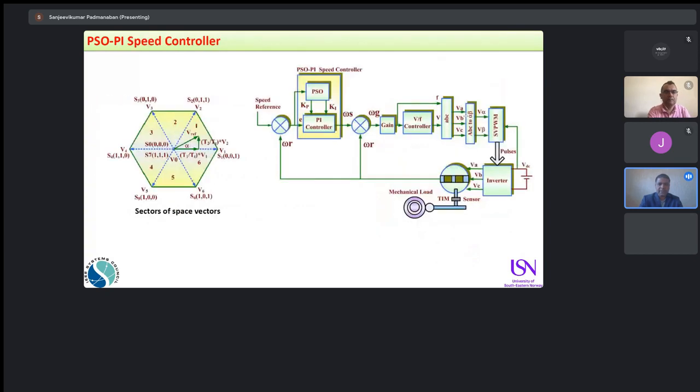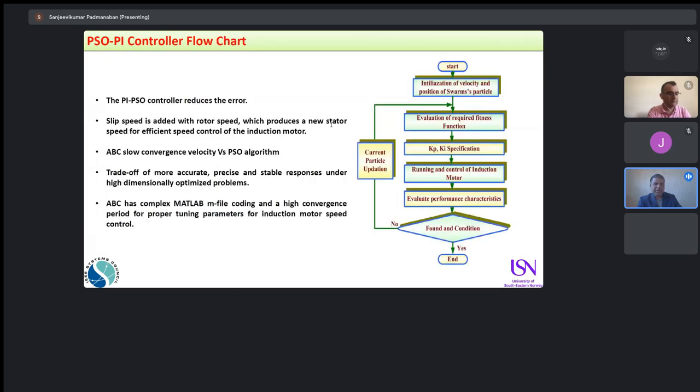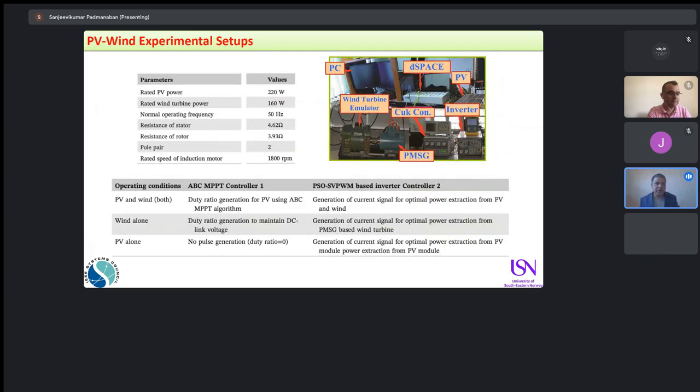This was done exactly in this block, in parallel operation along with a very complex speed control we implemented in a minimum scale. And this is an example of how we are going to test it in real time. You can have a look. We took the PV power, which is 220 watts, the turbine, which is 160 watts, 50 hertz, and the rotor resistance and stator resistance are given here, with a speed of 1800 RPM.